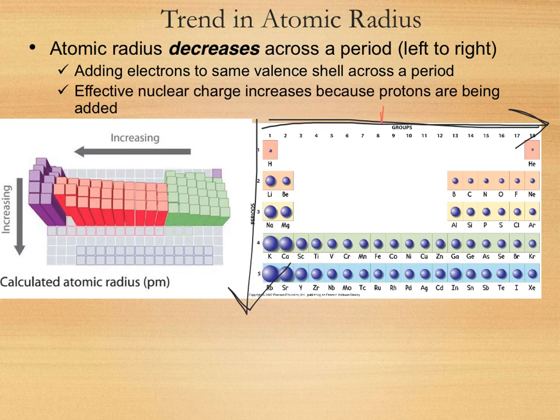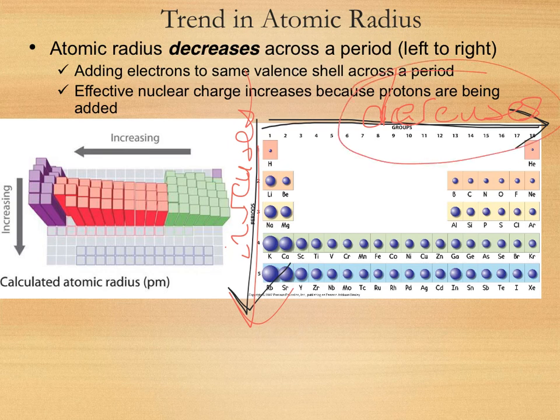Size decreases. Okay, and this is not good. I need to get a new stylus. All right, so size decreases going left to right across a period. And as you might expect, size increases going from top to bottom. That's no surprise, right? You're adding energy levels as you go from top to bottom, so of course the electrons are getting farther and farther away from the nucleus, and so the size of the atom increases. This left to right trend is the one to be real careful about, because that can trip you up.